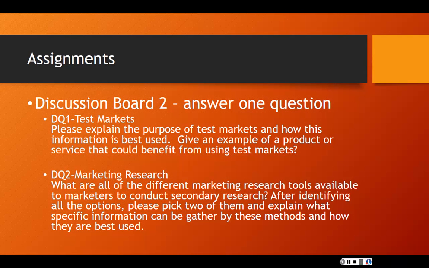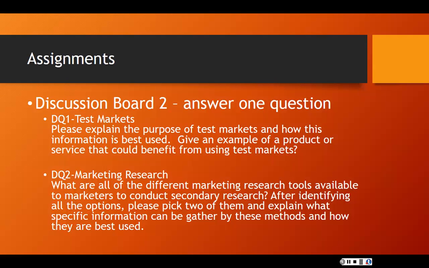So let's look at your assignments. You have two assignments. One is the discussion board. There are two questions to choose from. You answer one question by day 3. Question 1 is about test markets. Please explain the purpose of test markets and how this information is best used.